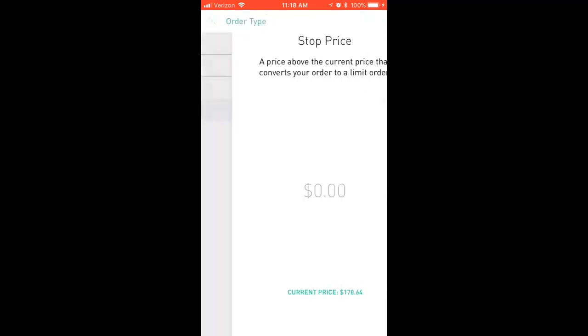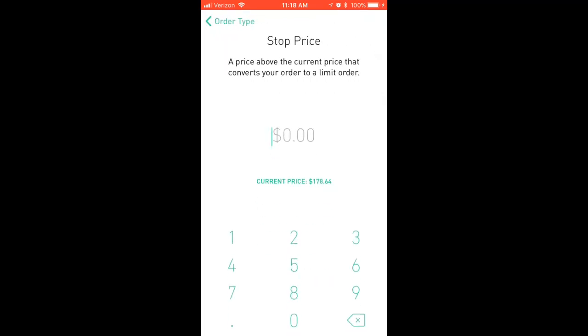So last order type that I use a lot as well is stop limit. So this is really similar to stop loss in that it says a price above the current price that converts your order to a limit order. So then instead of converting your order to a market order, it converts your order to a limit order. So on the stop loss, if you put it at $178.65, you might actually get filled at $178.60.